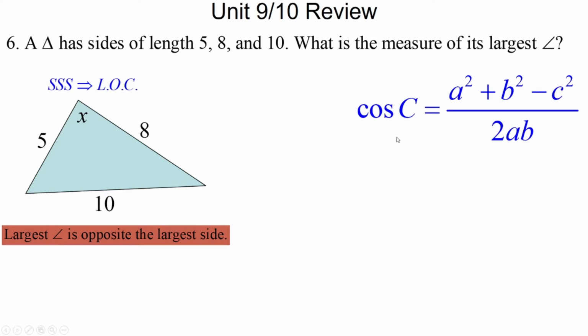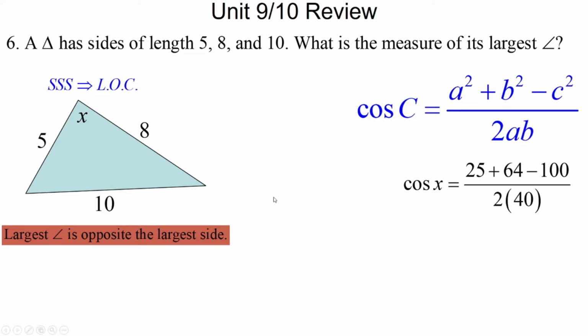All right. Now let's put this formula in perspective of this triangle right here. So this x, this measure right here, is that c right there. So I'm going to say cosine of x equals, and you know the a and the b are the sides adjacent to the angle you're looking for, so that'd be a 5 and an 8. 5 squared, 25, plus 8 squared, 64, minus the c squared, that's opposite my angle, that's minus 10 squared, 100, over 2 times a times b. And again, a times b would be 5 times 8, or 40.